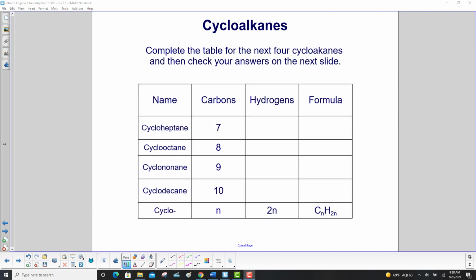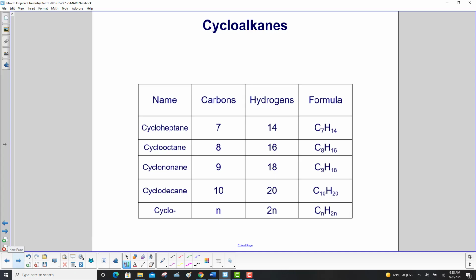So please complete this table for the next 4 cycloalkanes and check your answer on the next slide and use this formula here, CnH2n. So here's our answer. Basically, you just have, for every 1 carbon, you have 2 hydrogens, so hopefully you got all that correct.